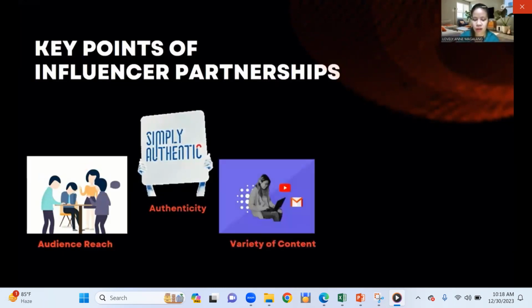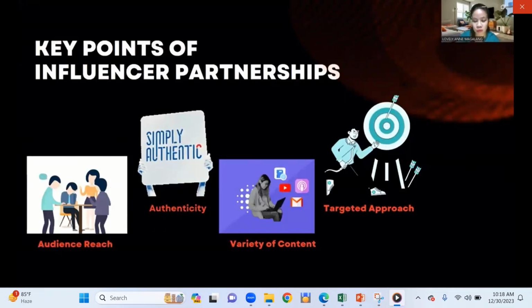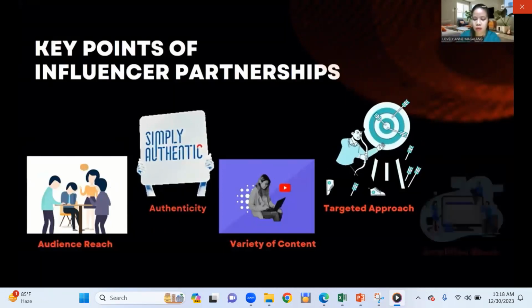Ikatlo is the variety of content. Influencers can create a wide range of content. And number 4, targeted approach. Brand can select influencers whose audience aligns with their target demographic and brand values. Halimbawa, ang product mo ay lipstick. Therefore, pipili ka ng influencers na ang content is about tutorial, how to put makeup or cosmetics.